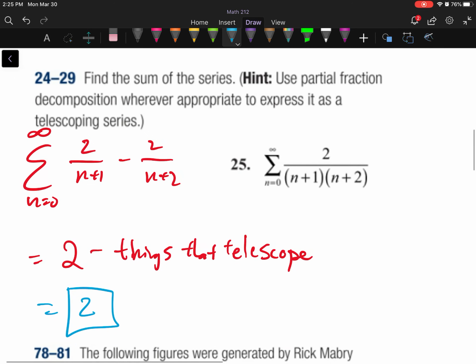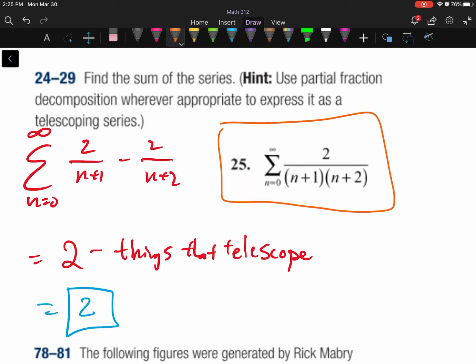Number 25 in section 10.2. Here we have a telescoping series. We need to use partial fraction decomposition to get from here to there. And once you have that partial fraction decomposition, you see that you've got 2 for the first term because our n starts at 0. So 2 is the first term, and then everything else in that infinite sum telescopes, and you're just left with 2 as an answer. Not so bad.